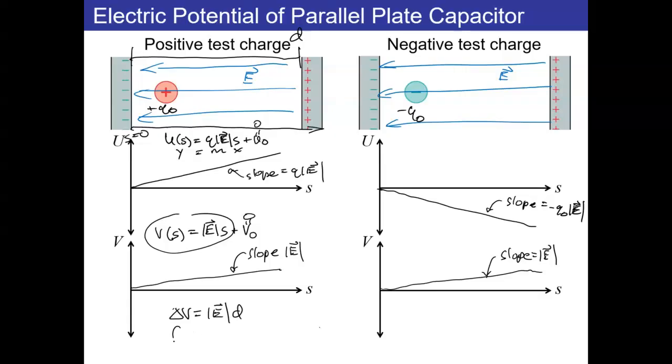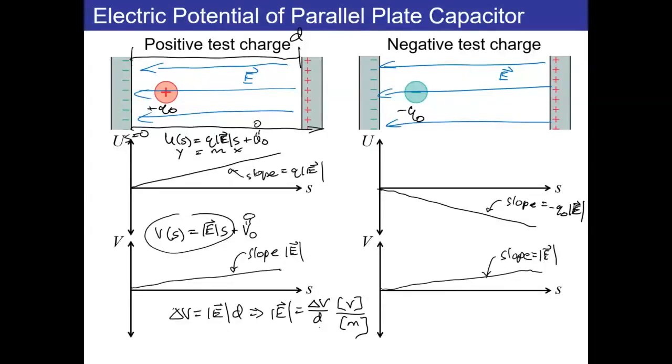So if we look at the dimensions, on the left-hand side we have volts. Sorry, let me do it this way. I can solve for the electric field. The electric field is going to be the change in the voltage over the distance. So if I look at the units here, that's going to be volts per meter. So this is an alternative way we can do units for the electric field.